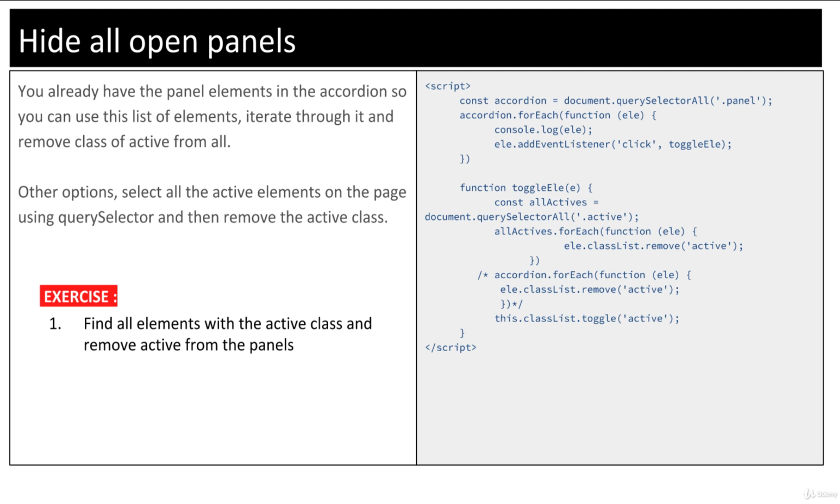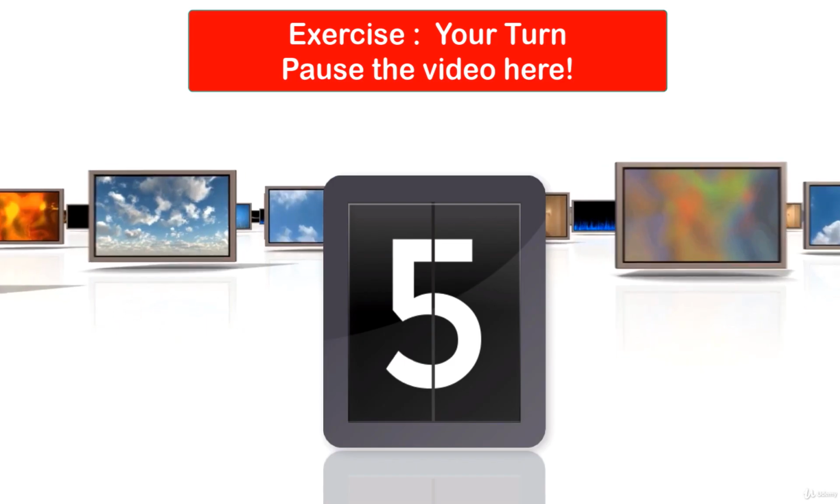So the objective of this lesson is to use the query selector and select the element that you want to remove active from. So you can pause the video here and I'll walk you through the solution coming up. So find all the elements with the active class and remove active from those panels, effectively hiding them.